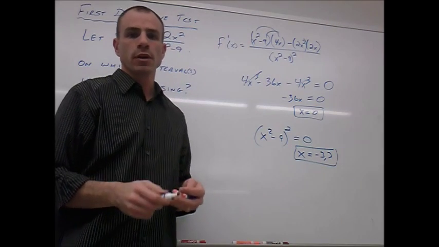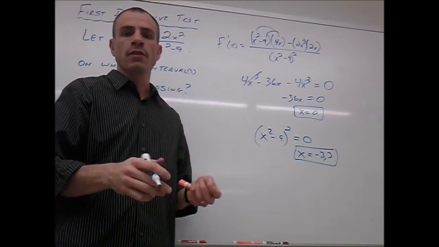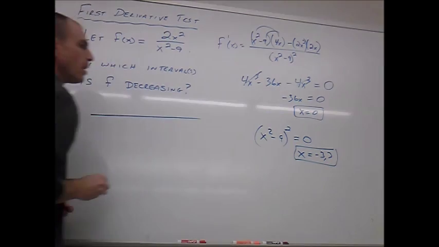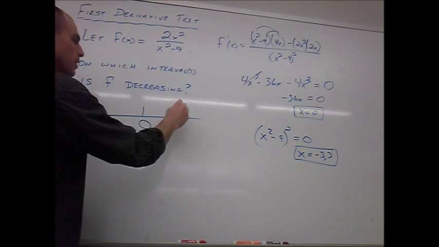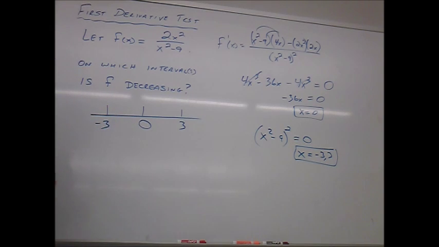So we have three critical numbers here, negative 3, 0, and 3, and we have to put all three of them on our number line. All right, so that's our next step. Once we get our first derivative and our critical numbers, we place them on the number line. So we have 0 here, we have 3 there, we have negative 3 right there. We have to pick some test values.